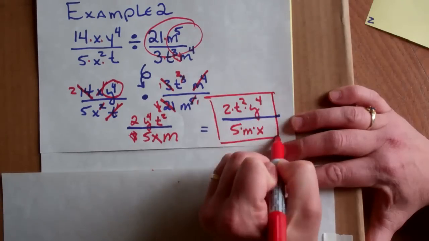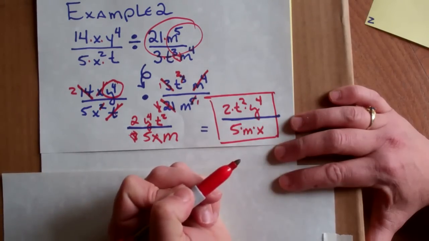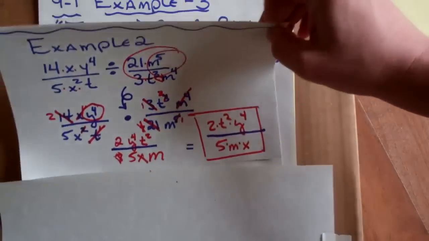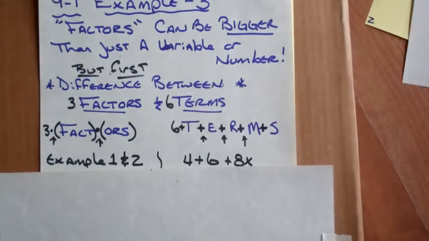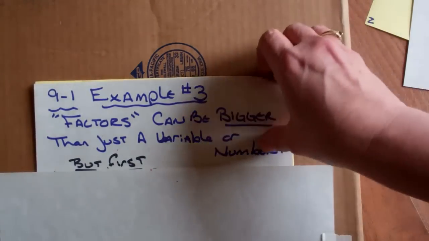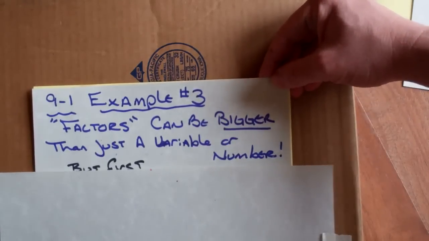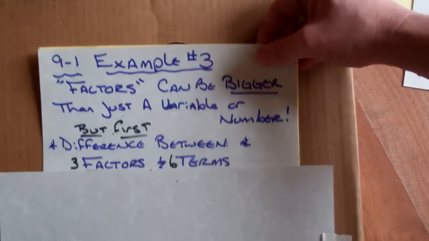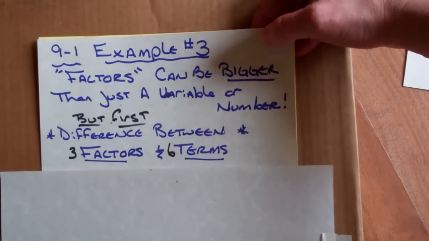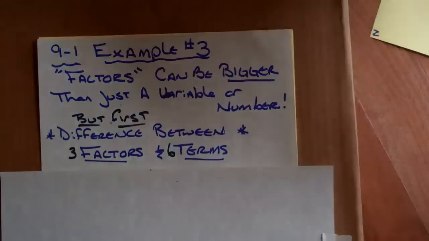expression. It's good to take a second look, make sure you didn't miss anything. Example 3. Factors can be just bigger than a variable or number. But first, what's the difference? Well, let's compare factors to terms.